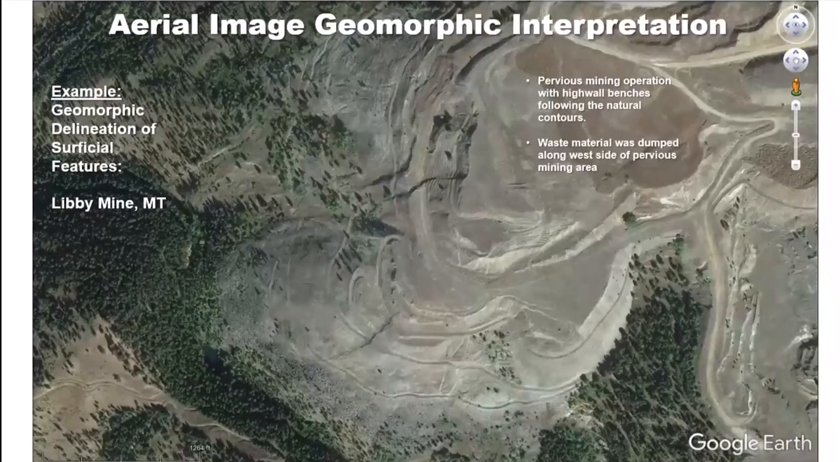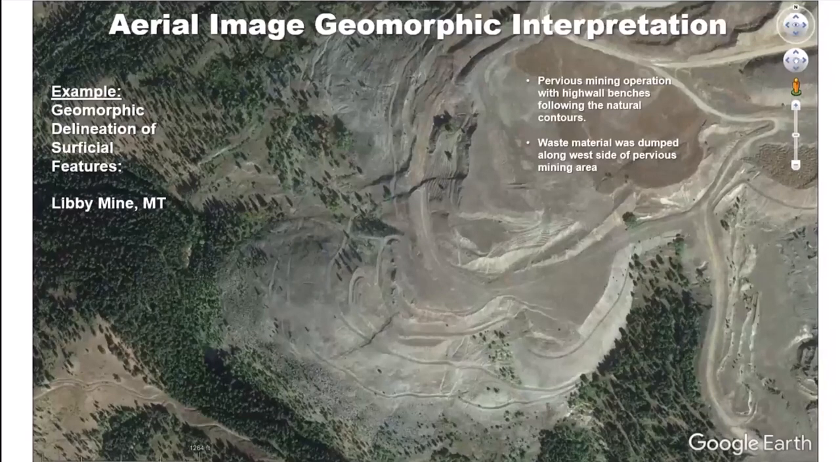And then again, aerial photo and geomorphic interpretation of the ground features and the ground shapes and the topography is another way you can plan your mapping when you try to identify features ahead of time. This is at the Libby Mine in Montana, the vermiculite mine, and they didn't mine a pit. They mined along the contours of the existing hill slope, and then there were all these waste dumps.